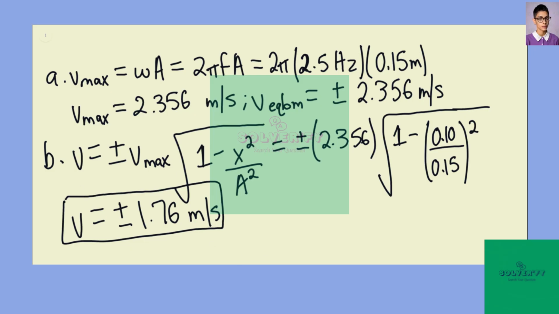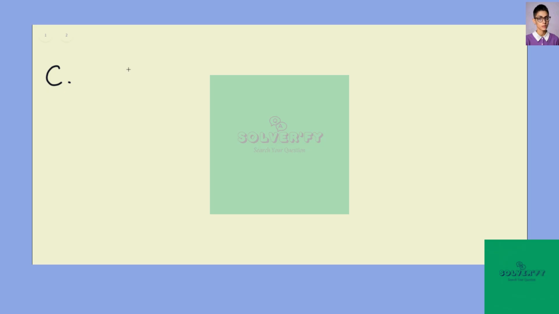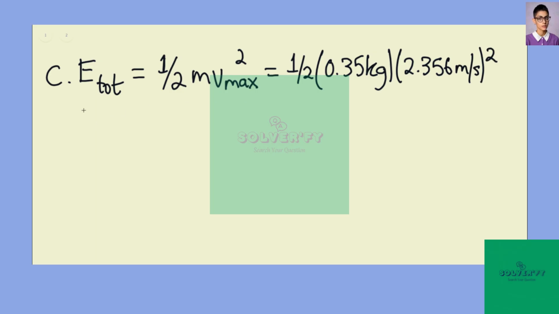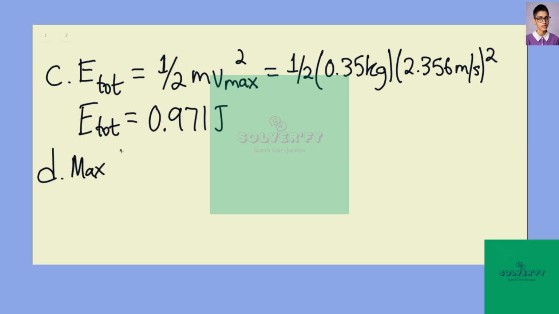And then for part C, we want to find the total amount of energy. So the total amount of energy would be equal to 1/2 times the mass times the maximum velocity squared. And this is equaling 1/2 times the mass of 0.35 kilograms times the maximum velocity of 2.356 meters per second, quantity squared. And we find that the total amount of energy is going to be equal to 0.971 joules.